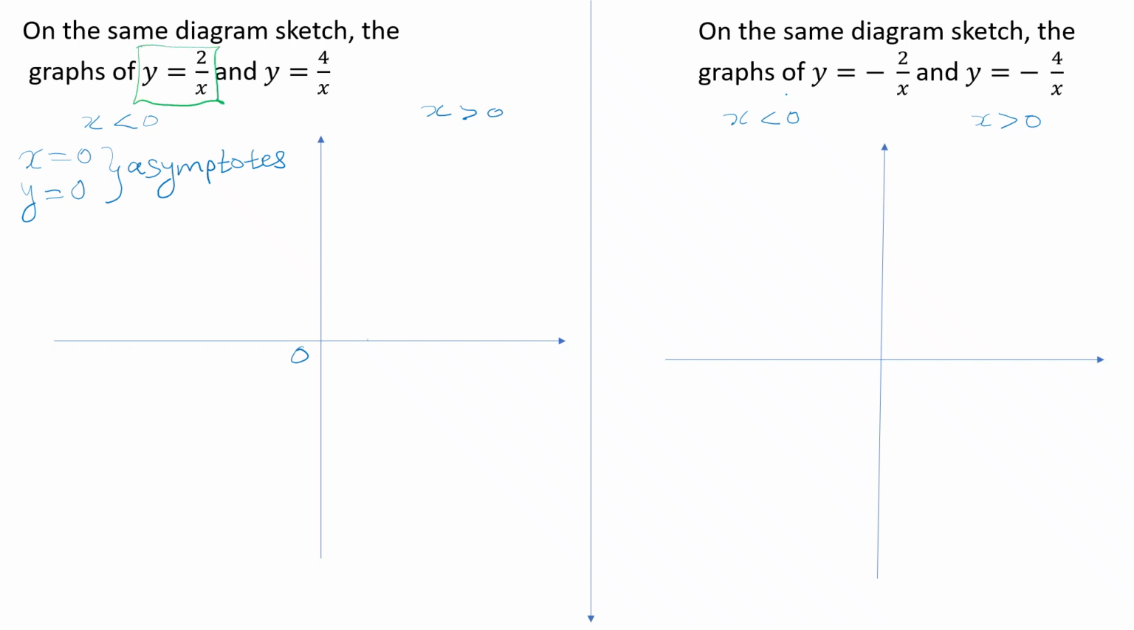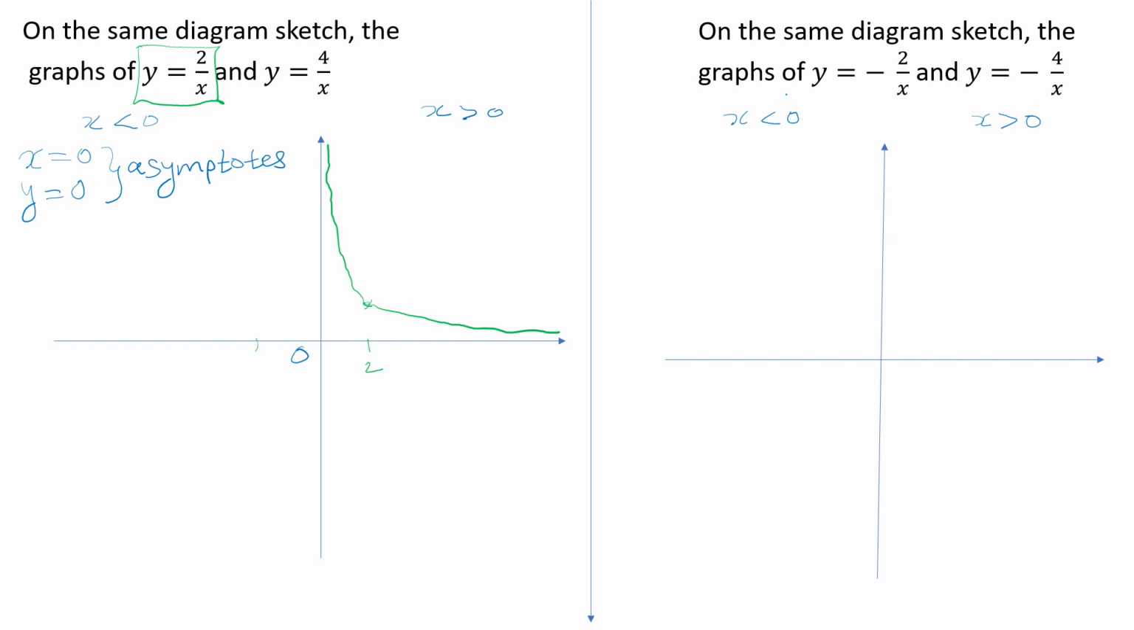For example, when x equals 2, y equals 1. So when x increases positively, y is getting smaller and smaller. So the graph goes this way, but never touches the x-axis. When x is getting smaller positively, y increases. So the graph goes this way, but never touches the y-axis.